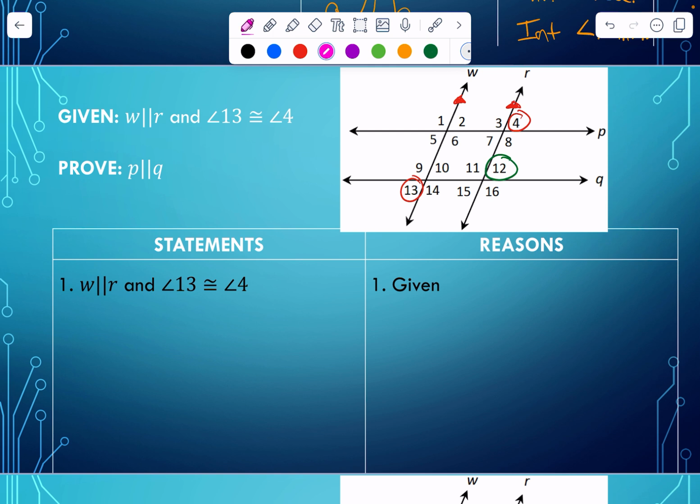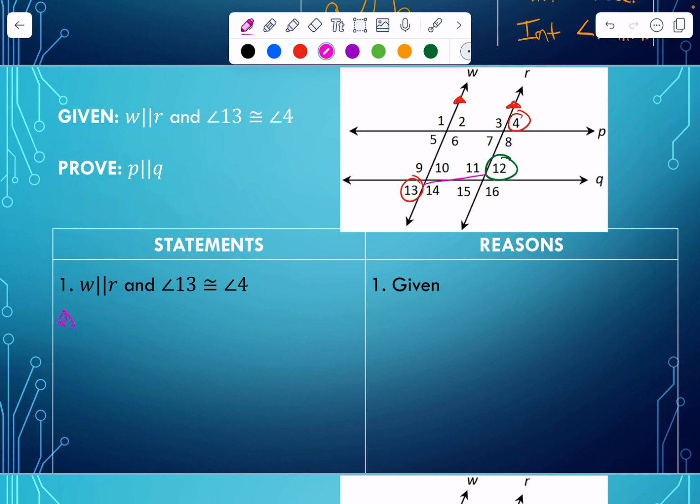But now, here's what I have to ask myself. With W and R being the only two parallel lines that I know at this point, who would be congruent? Would it be 13 and 12, or would it be 4 and 12? Well, the answer is 13 and 12 we know to be congruent. So we have to start our proof there.